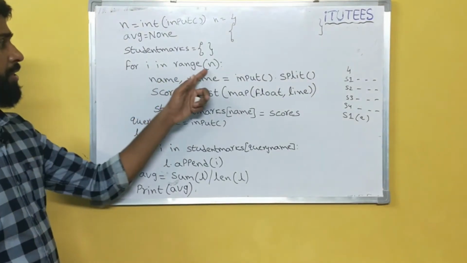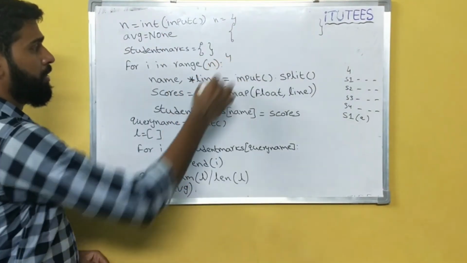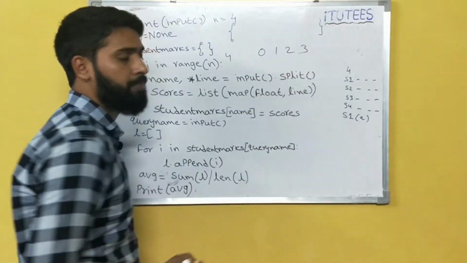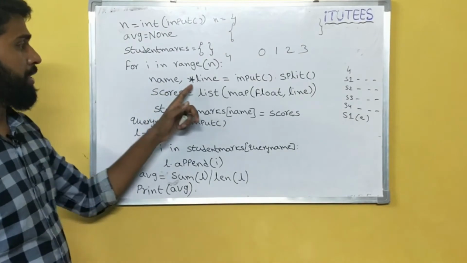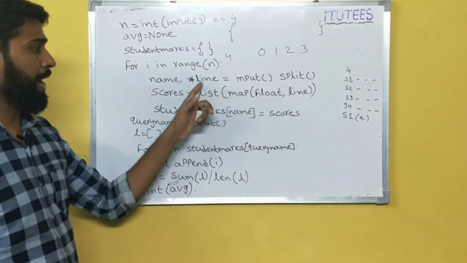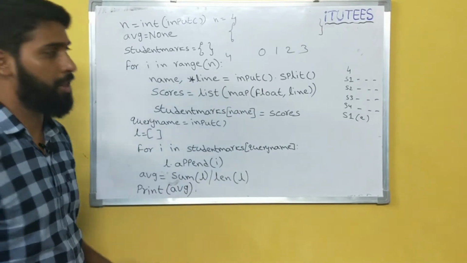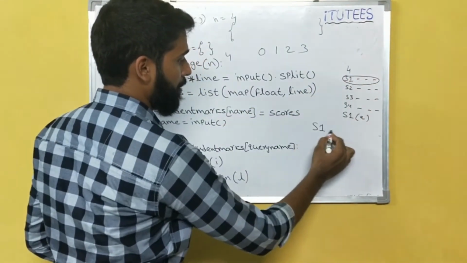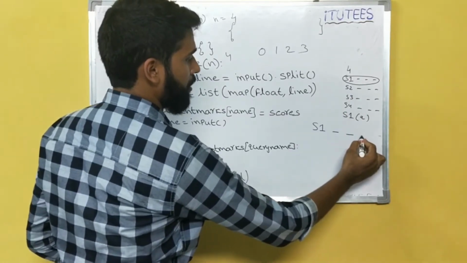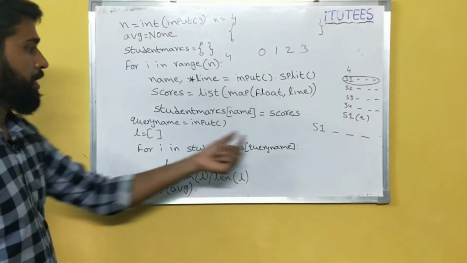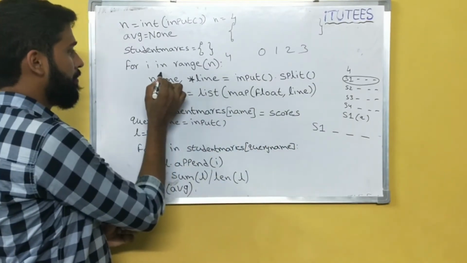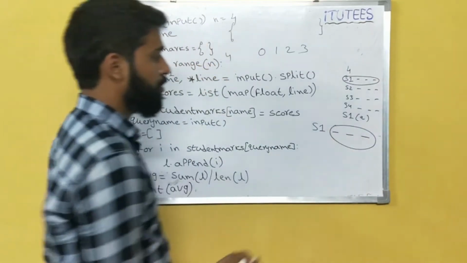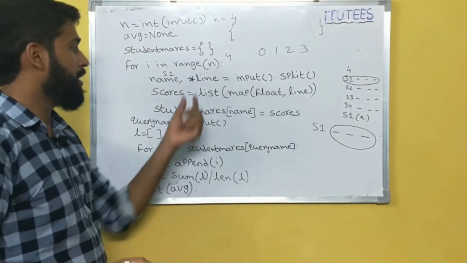For i in range of n. What is the n value? 4. That means range of 4 means 0, 1, 2, 3. So name, comma, star line equals input dot split. That means after 4 here we are giving some value: student name space marks 1, marks 2, marks 3. The name is stored in name. The remaining all the line is stored in line. That is the meaning of asterisk line.